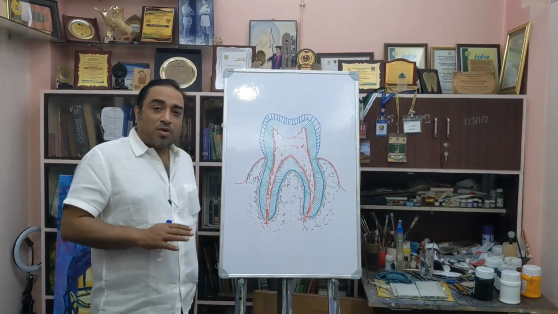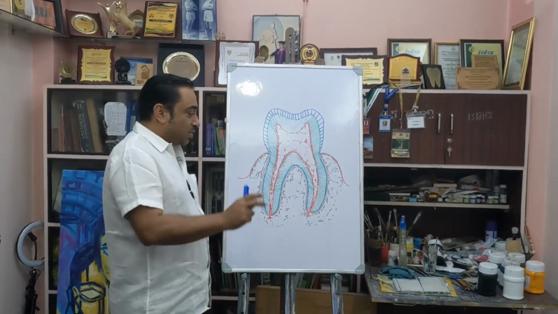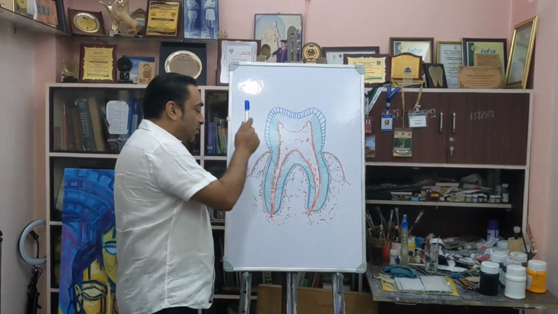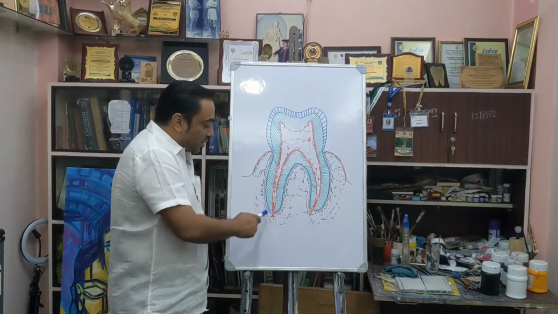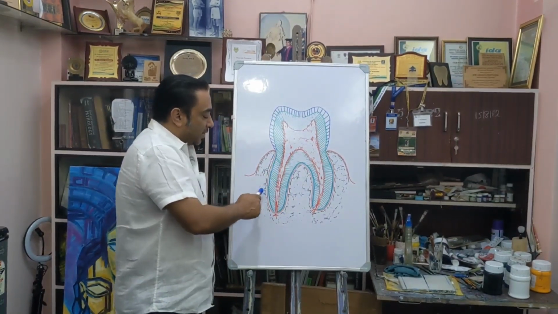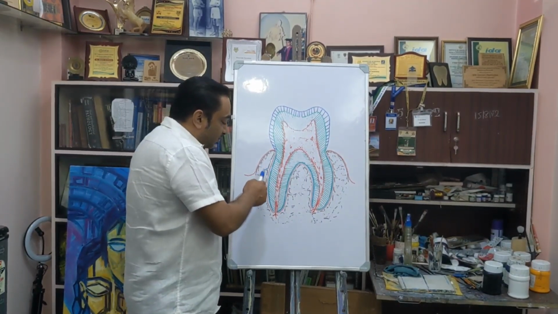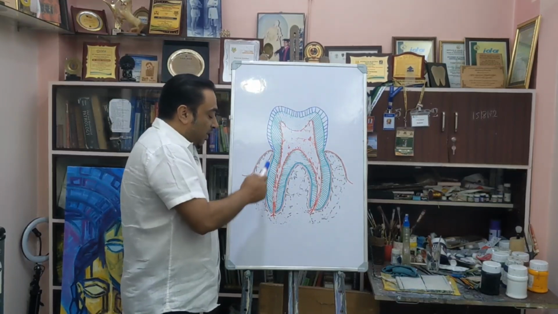Now, a tooth is a bit more complex than what we see in the mouth. It is not just the top. It has got a crown and a root, and the root is inside the jawbone, and they are not solidly connected to each other. There is a gap between the jawbone and the tooth.